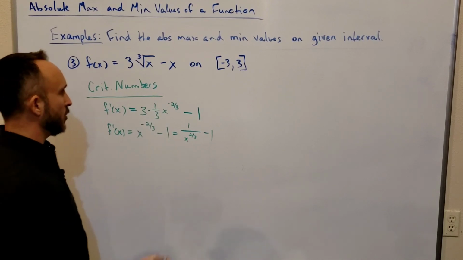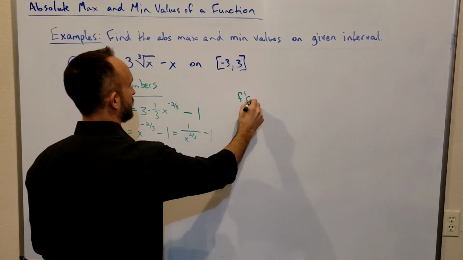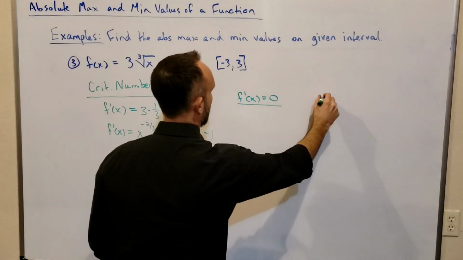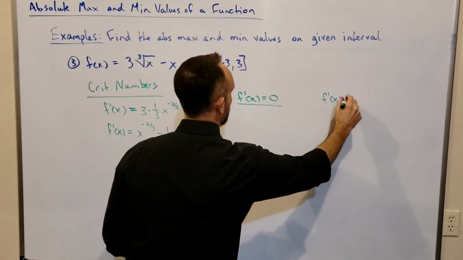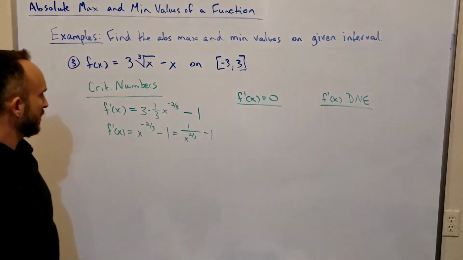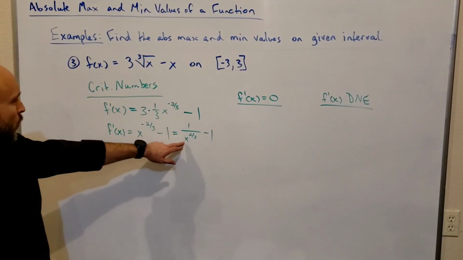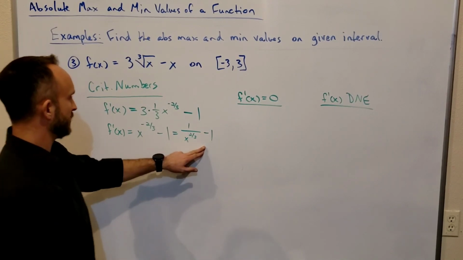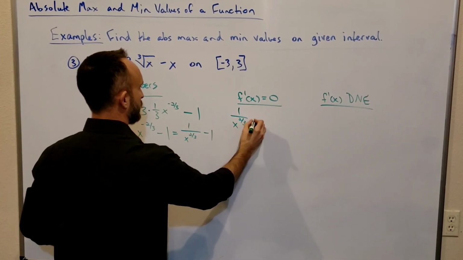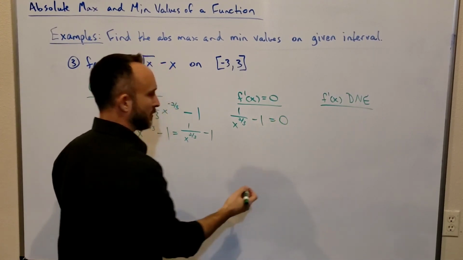But now we need to know where f prime of x equals 0 and where f prime of x is undefined or doesn't exist. Okay? So I need to figure out when this guy equals 0. 1 over x to the 2/3 minus 1. When does that equal 0?